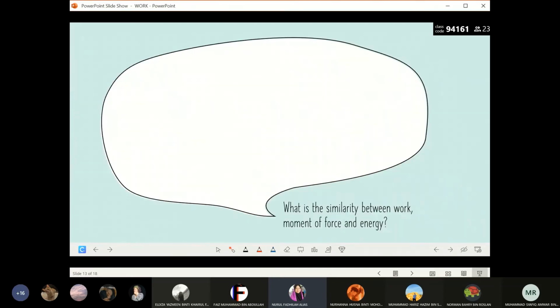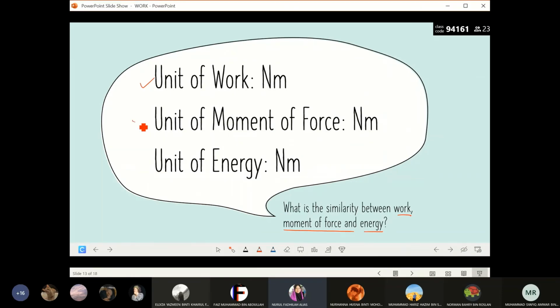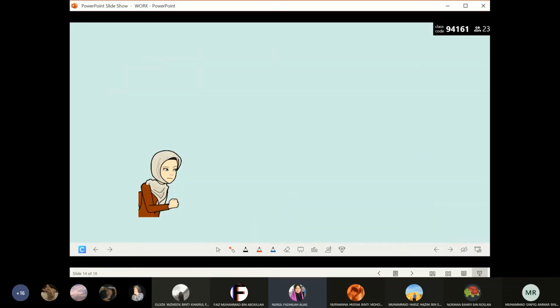Okay, what is the similarity between work, moment of force and energy? We have mentioned this earlier: all of them have the unit Newton meter. We have talked about this.